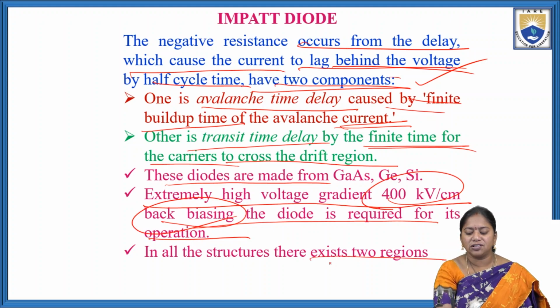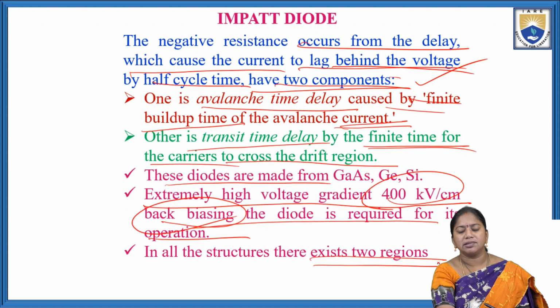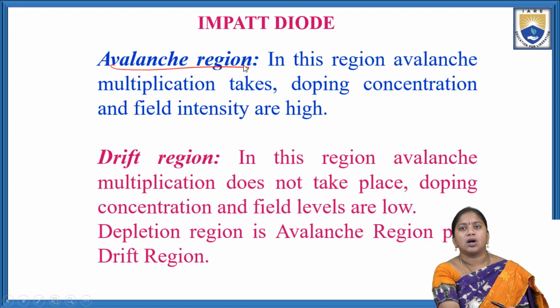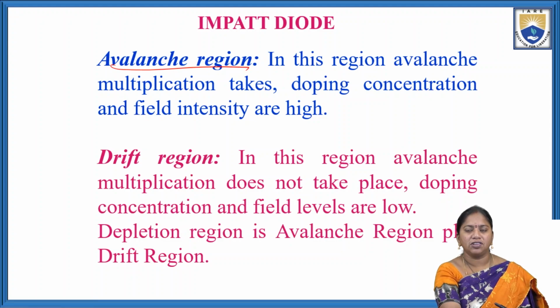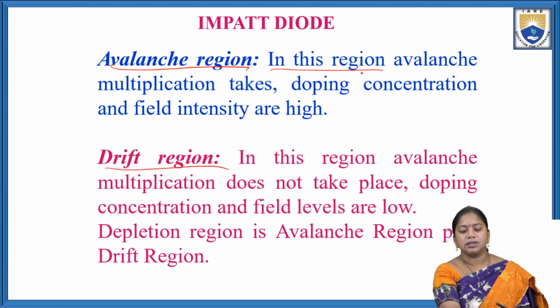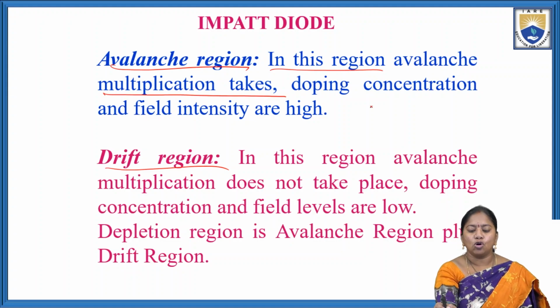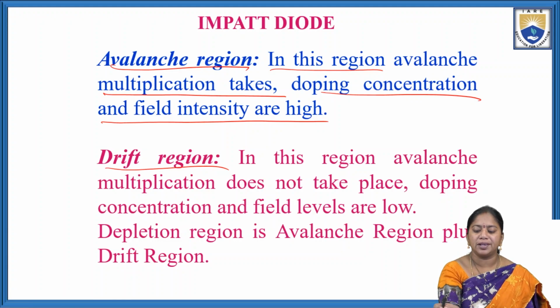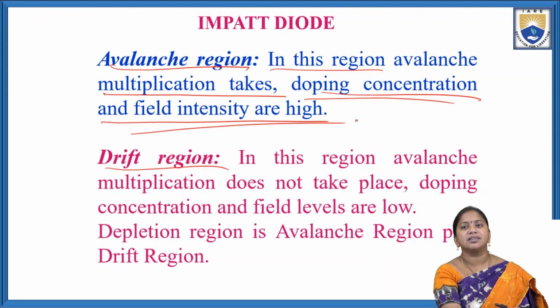In all the structures there exist two regions. The first is the avalanche region, where avalanche multiplication takes place, producing electron-hole pairs. Here the doping concentration and field intensity are very high.